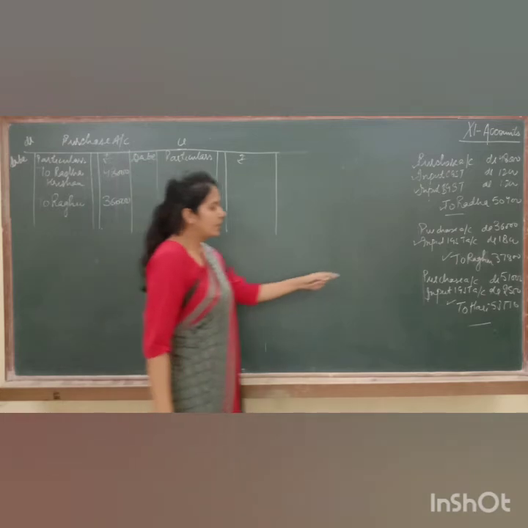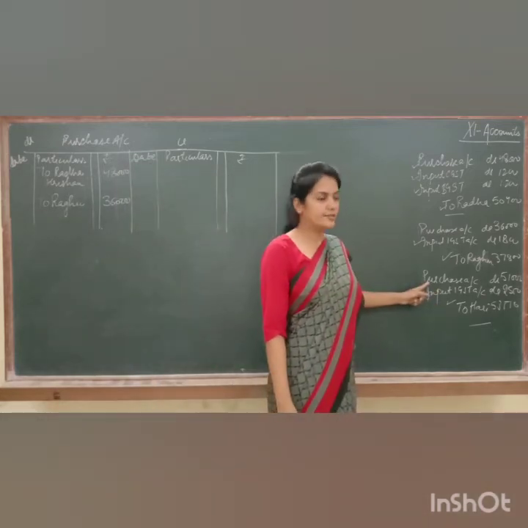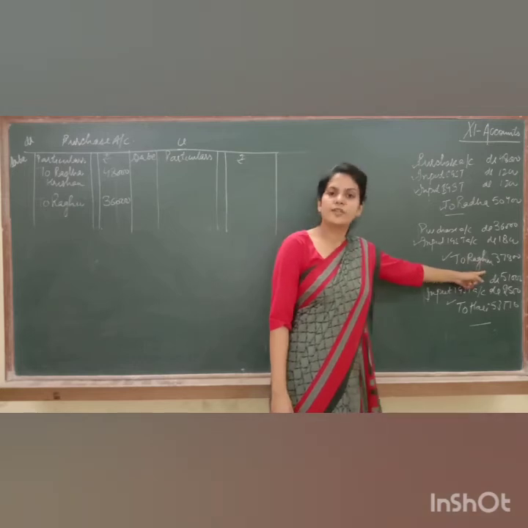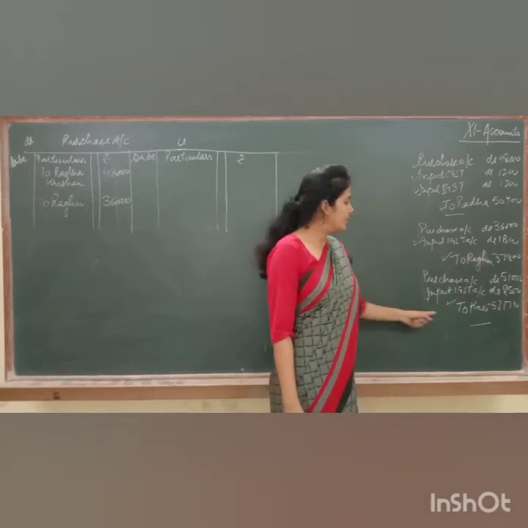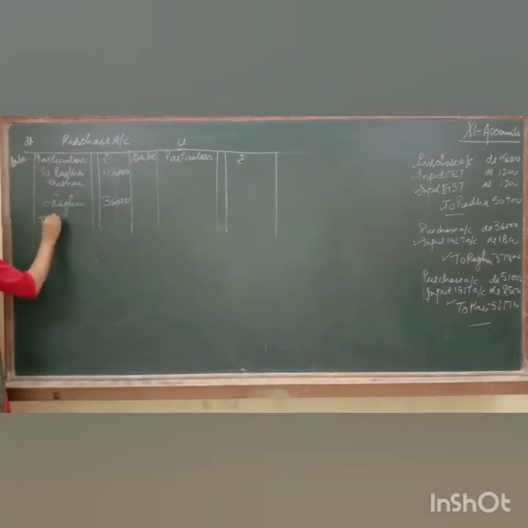Next, purchase account, input IGST to Hari. So again, purchase account has been debited with rupees 51,000, and it has been debited because of Hari. So we are going to write here to Hari, 51,000.